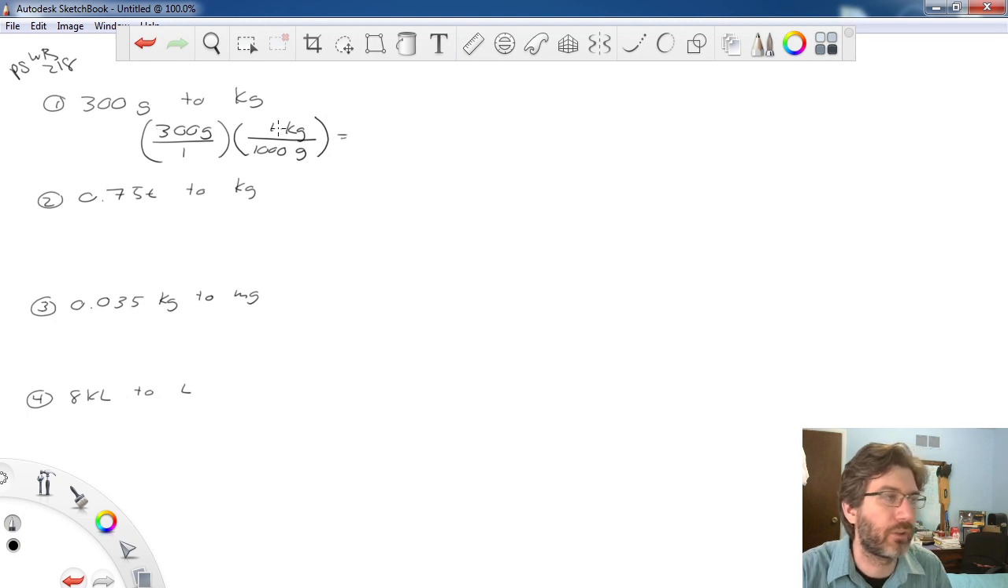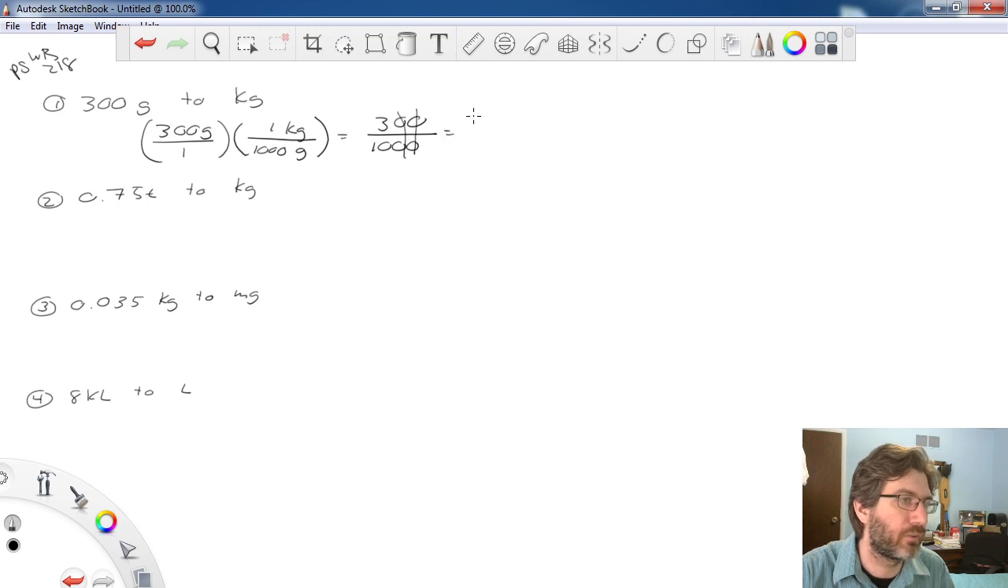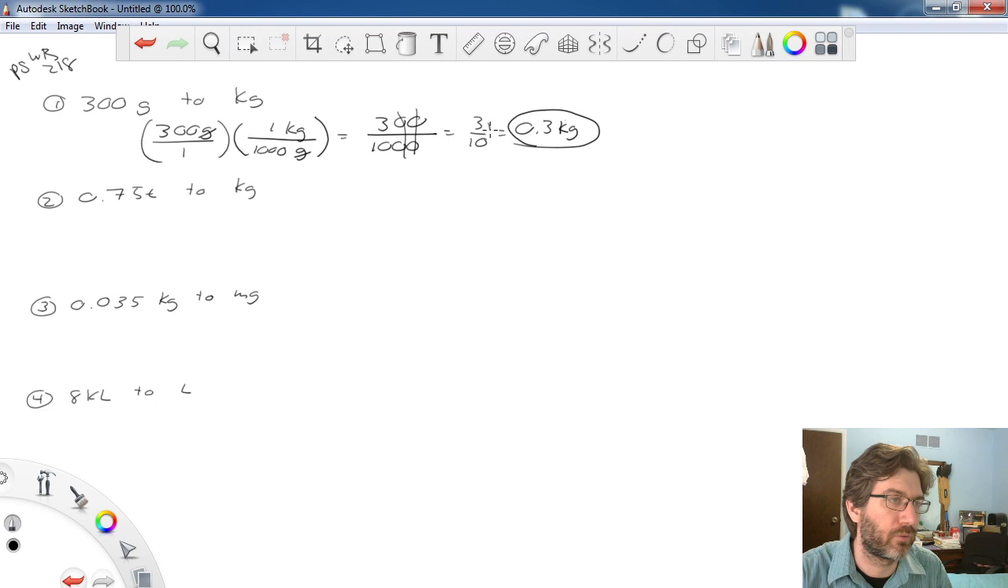So this is going to be 300 times 1, which would be 300, over 1 times 1,000, which would be 1,000. You can reduce that. Again, you can knock off 2 zeros and you get 3/10, which is acceptable if you want to leave it as that, or you could put it as 0.3. And then your grams here are canceled, so you're left with kilograms. So that would be an answer, or if you want to put kilograms there, that'll be an answer.